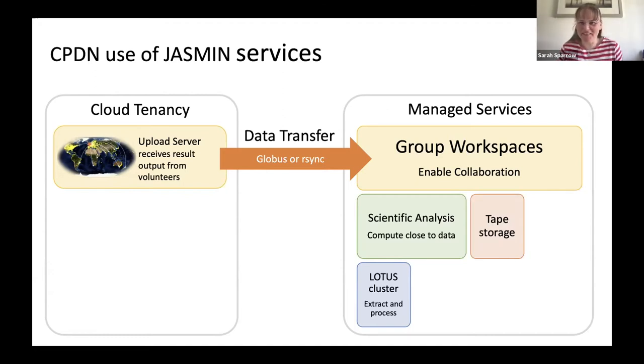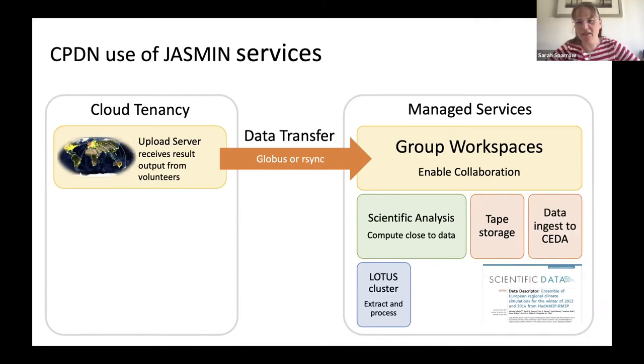Further extending our use of JASMIN, as I said, we have large amounts of data in group workspaces, and we need to have space for doing the scientific analysis. We then need to heavily use the tape storage system to optimize our use and make sure that people have usable space in the group workspaces. So we've been using that quite a lot. The other big thing is that it's quite convenient, from the group workspaces, to send data off to have it ingested into the CEDA archive.